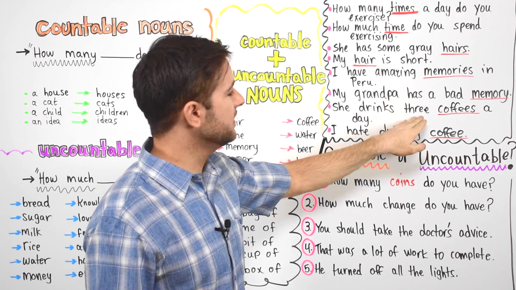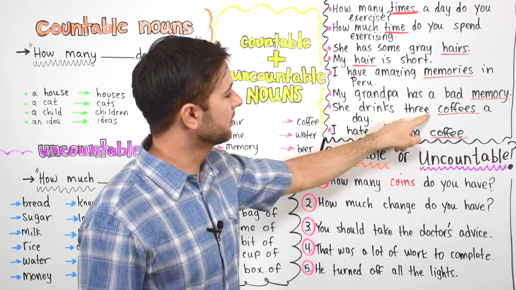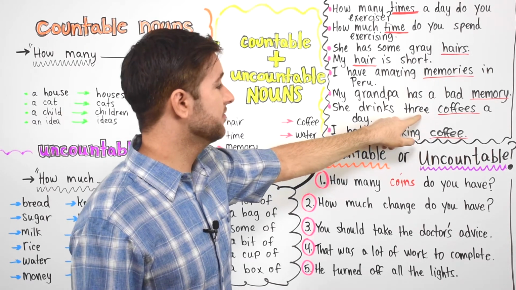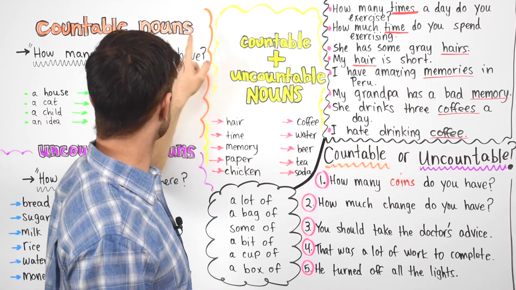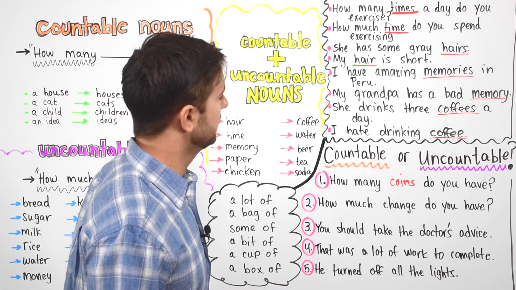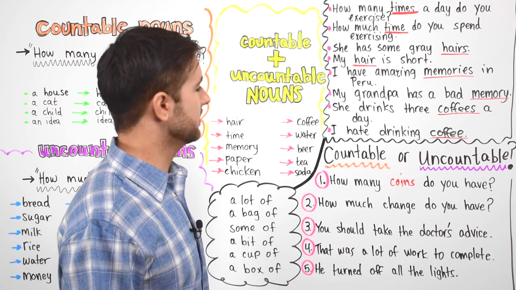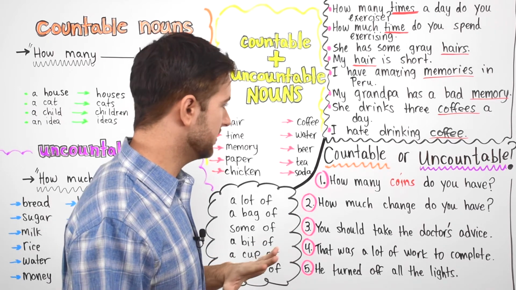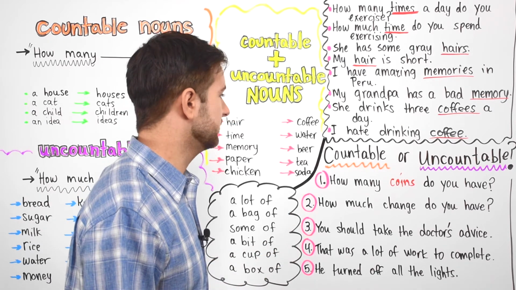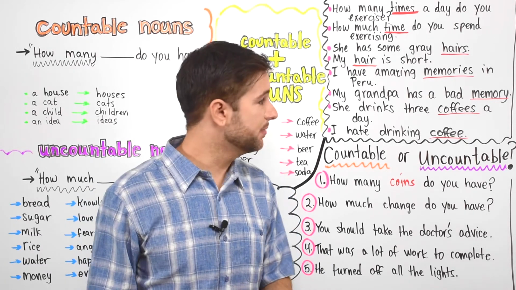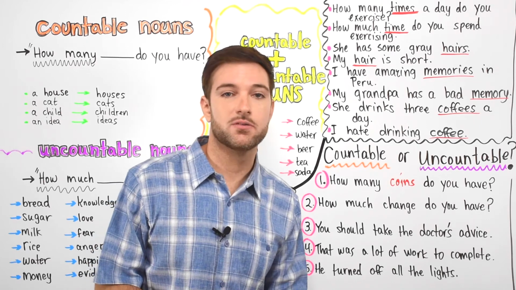She drinks 3 coffees a day. Look, we have a number, 3. If we have a number, we know for a fact it's countable. She drinks 3 coffees a day, versus I hate drinking coffee. Just a general idea, I hate drinking coffee. That's it. So as you can see, we have a little bit of both here, countable and uncountable.